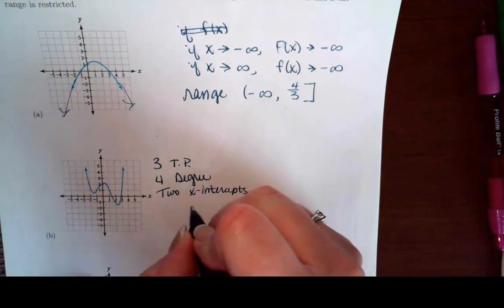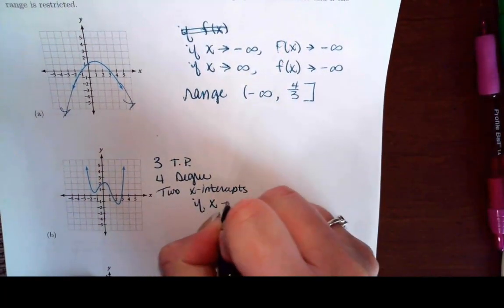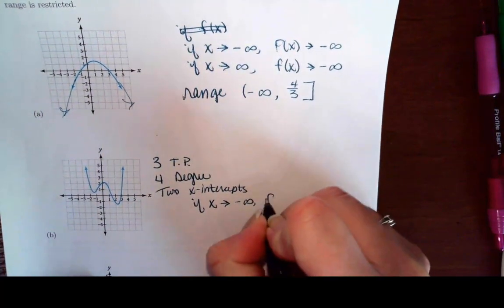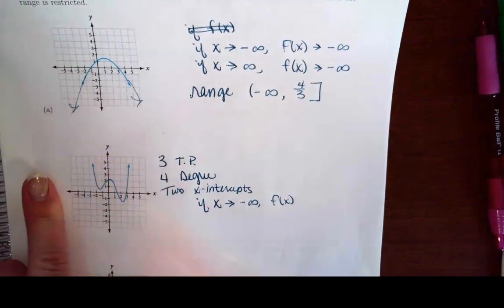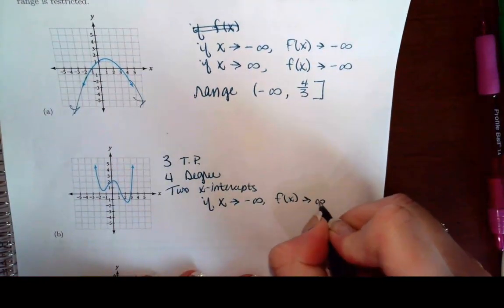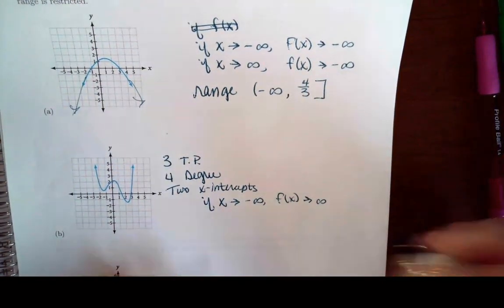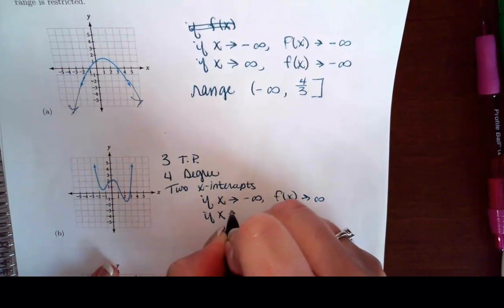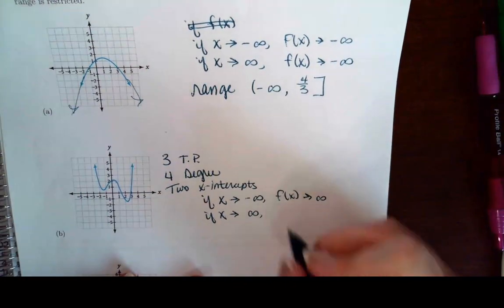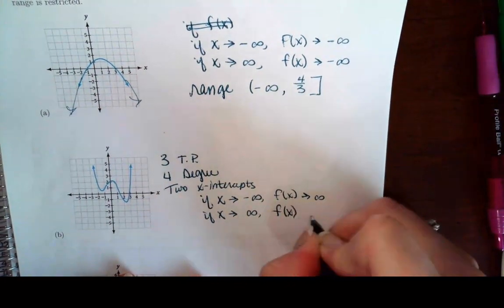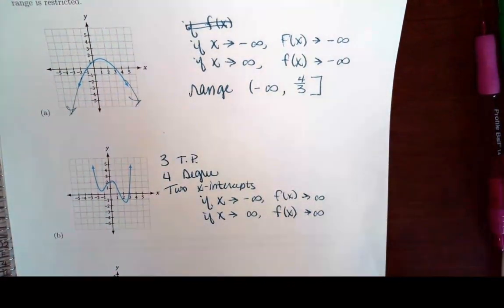My end behavior is if x goes to the left, where does my function go? If I move left, my function's going up. So my function goes to positive infinity. What about if x goes to the right? So as I move to the right, where does my tail go? My tail goes up to positive infinity.